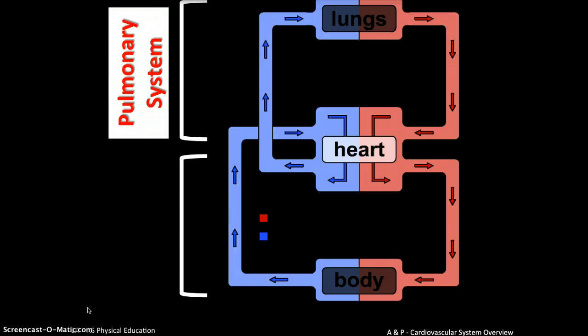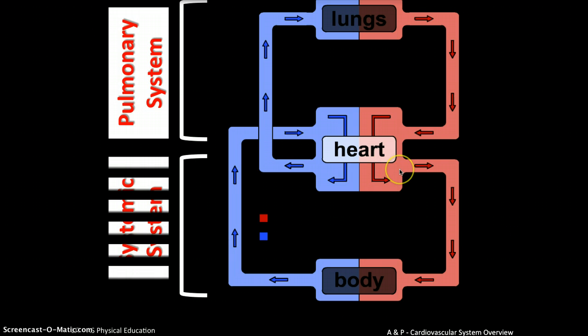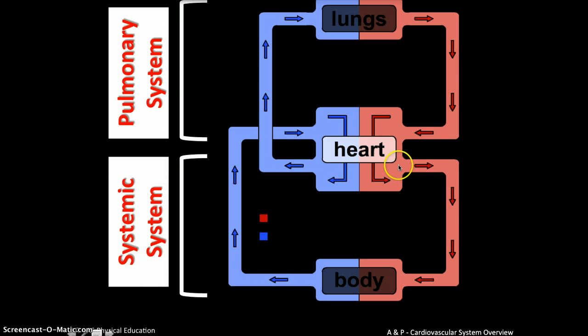So here's a little bit more of a visual way of looking at the two systems, or the two circulations. The pulmonary, as I suggested, involves blood that circulates from the heart to the lungs and back to the heart. So pulmonary relates to lungs. The systemic system relates to the blood that circulates from the heart to the body and the muscles that we use, and again back to the heart.